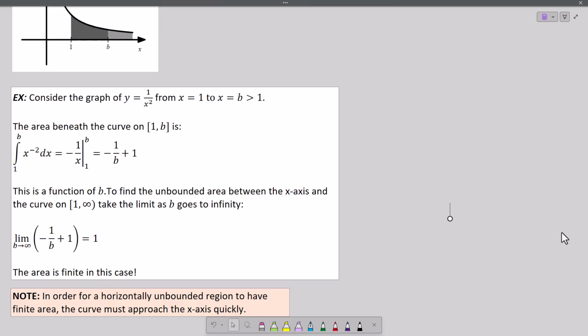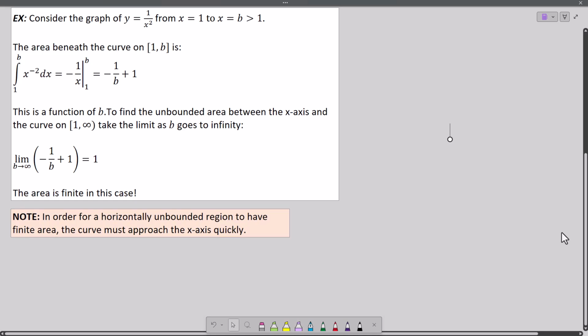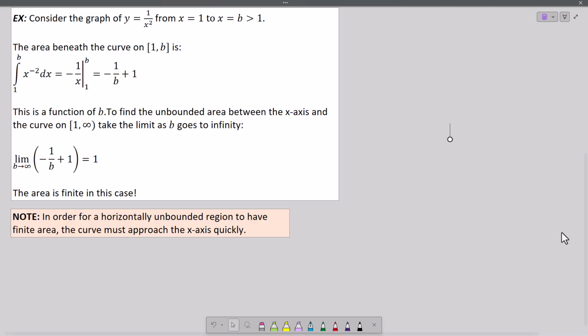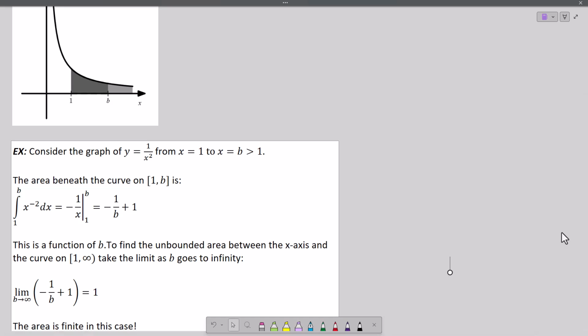And so this is a function of b that represents the area between 1 and b. That's a function. We know how to take the limit of a function. So we're going to take that function that represents the area, the definite integral, take the limit as b goes to infinity, and we get 1. That's a finite number. That tells us that that unbounded area actually is finite. That unbounded area is 1. The area of the entire tail is 1 square unit, whatever your units happen to be.